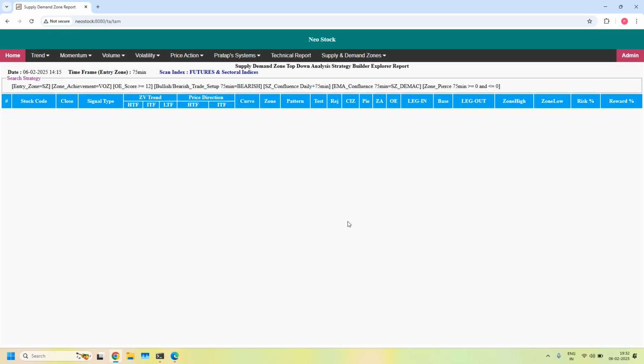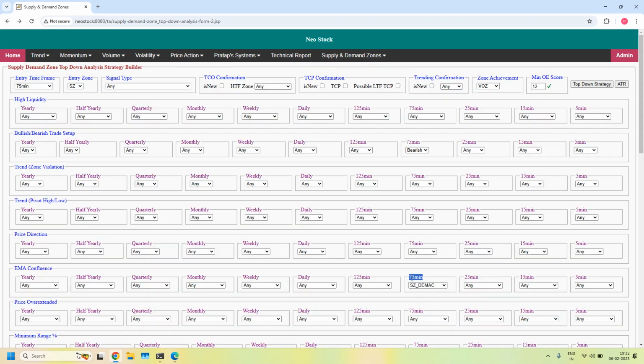I think we made a mistake. We set the filter for 75 minutes. We have to set it for daily. This is wrong because 75 is overlapped with daily. So I am removing this filter.